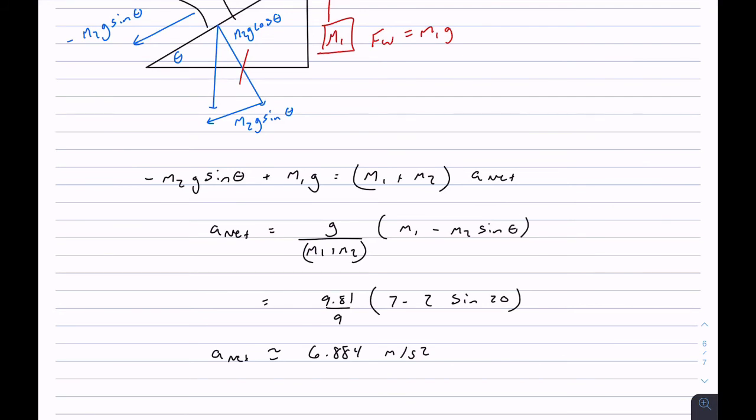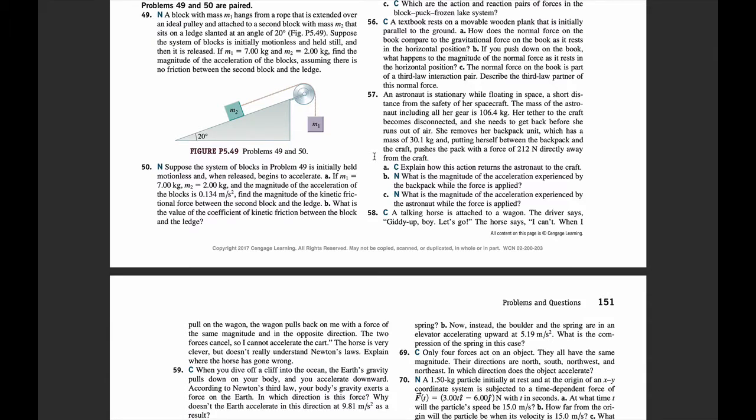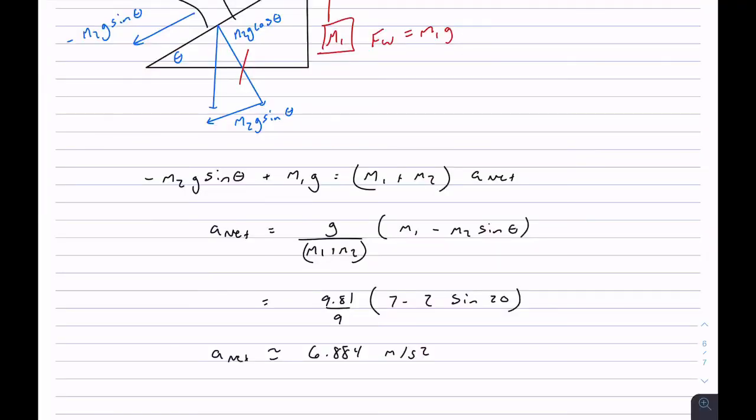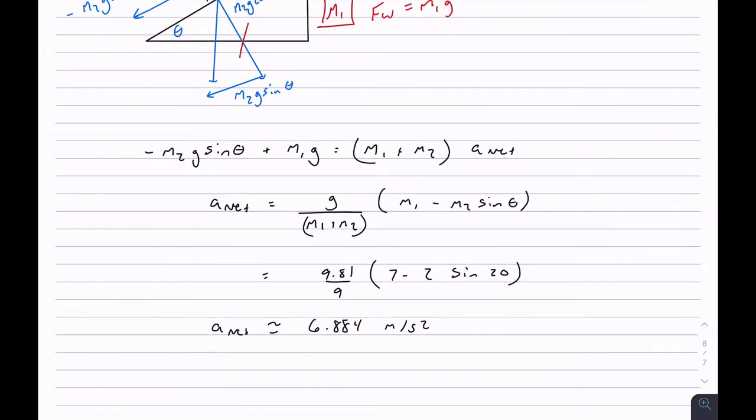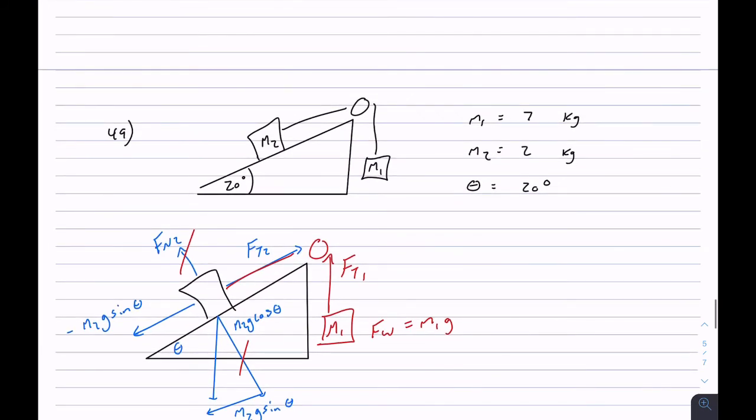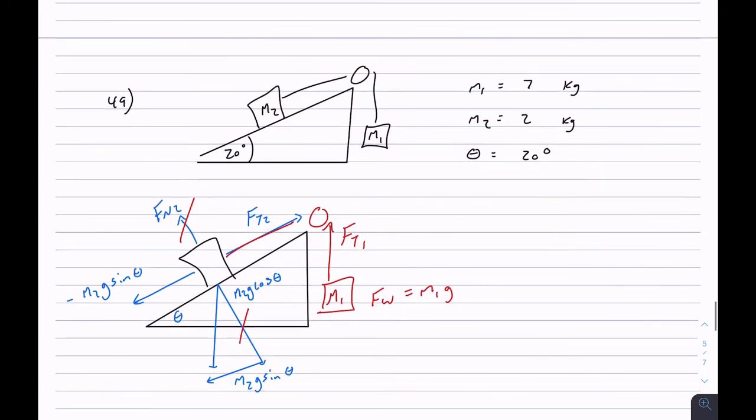So, same masses. We're given a net acceleration. They want us to find the magnitude of the kinetic frictional force between block 2 and the ledge. I should comment real quick that the acceleration we found, I forgot to mention this, is positive, because M1, which is 7 kilograms, is in fact heavier than M2, which is 2 kilograms, so we're going to be going this way. Remember, I defined going this way as negative, and this way as positive. We ended up with a positive acceleration overall, and that makes sense, again, because this is heavier.